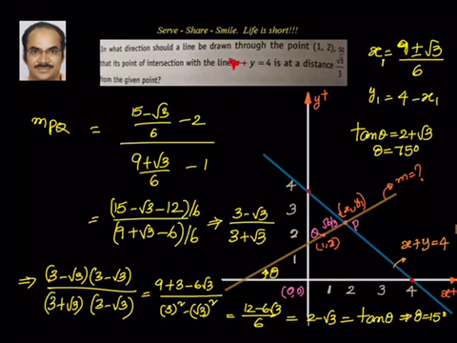In what direction should a line be drawn through the point 1, 2 so that its point of intersection with the line x plus y equal to 4 is at a distance of root 6 by 3 from the given point? That means there is a straight line x plus y equal to 4. We need a line passing through 1, 2 such that the distance between the point of intersection and 1, 2 is nothing but root of 6 by 3.